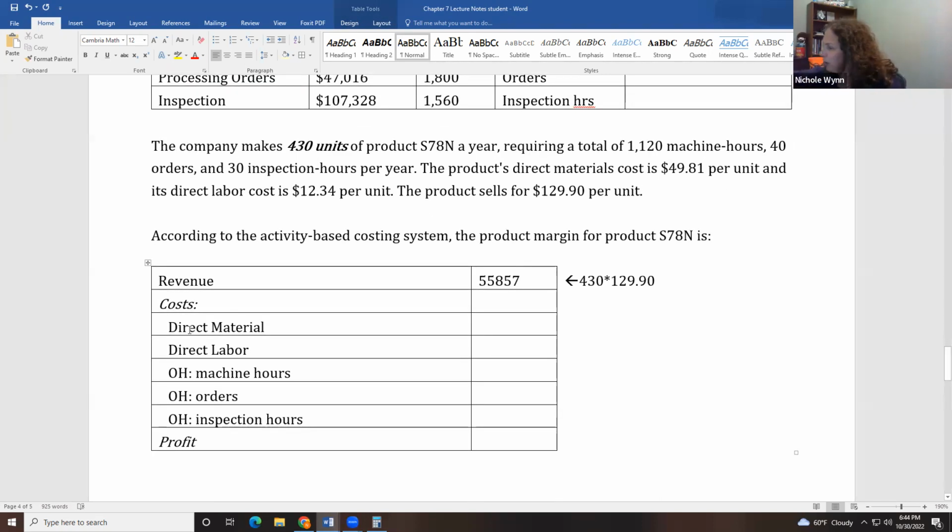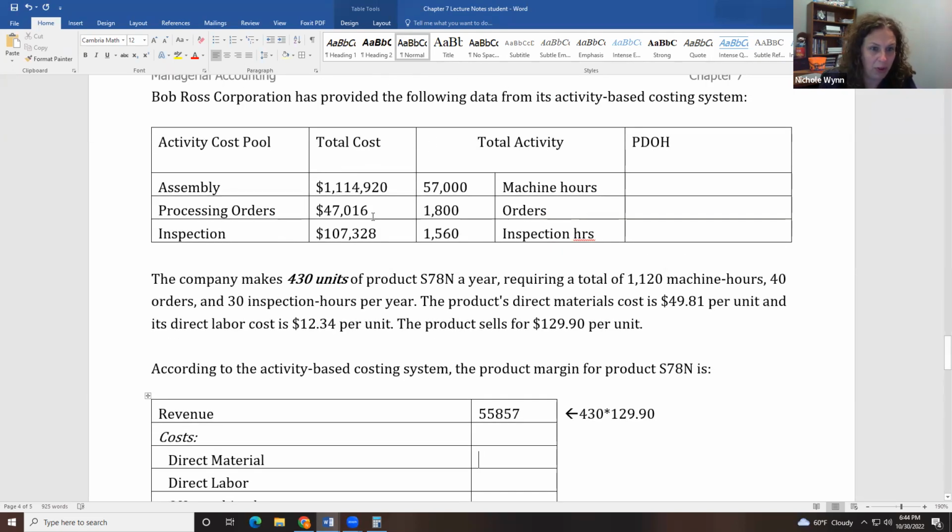And then as far as costs go, remember that you always have 3 product costs: direct material, direct labor, and overhead applied. And here we're going to have 3 kinds of overhead. I kind of skipped over that, but the 3 kinds of overhead are assembly, processing orders, and inspections. Then we have our total estimated activities for each, so we're going to come up with our predetermined overhead rate.